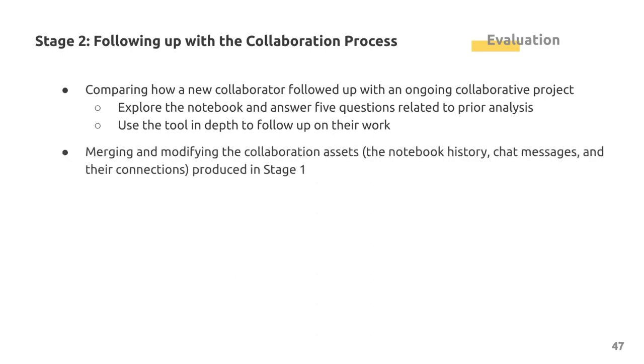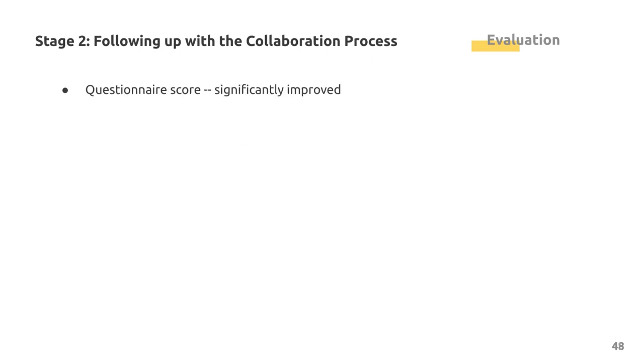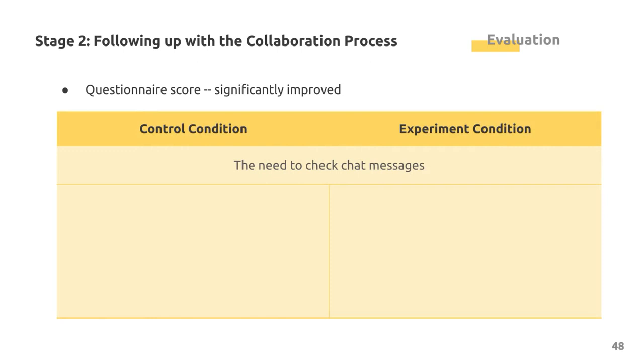We compared the 2 versions of Callisto in this stage, the full version and the light version, where we replaced the manual references with a textual description. We find that participants in the experiment condition understood the ongoing collaboration process better. Participants in both conditions reported a need to check the chat messages even though the notebook already contained some code comments and exploratory text. Comparatively, participants in the control condition had trouble following the chat messages.